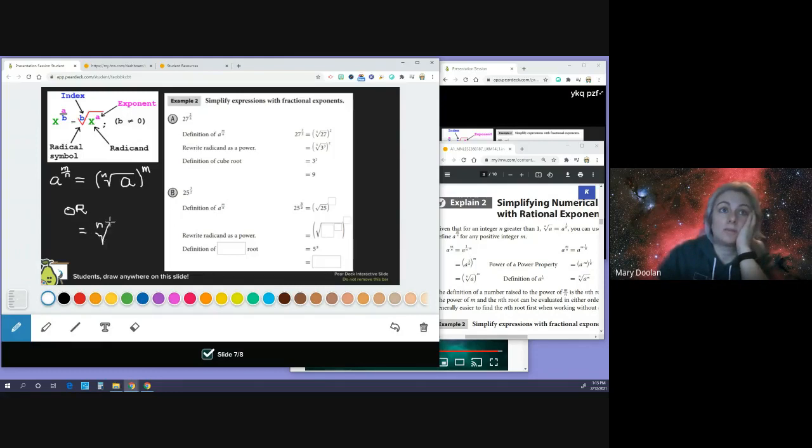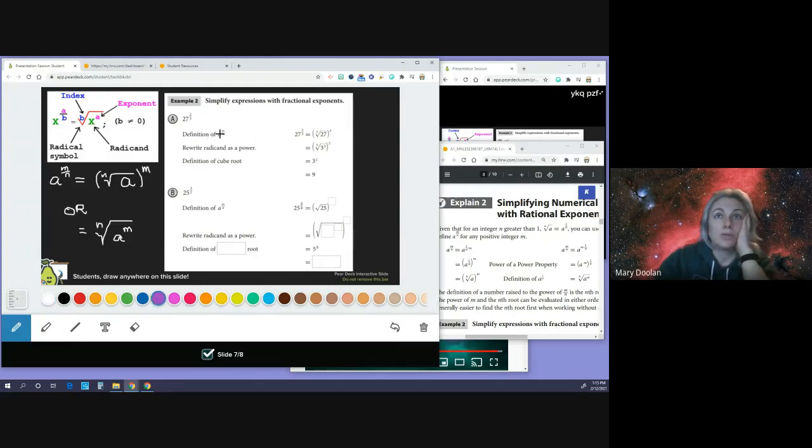And I like this little picture here. They're using different letters. Instead of a, m, and n, they're using x, a, and b, but it's labeling the different pieces. So you've got the radical symbol, the index, the exponent, the radicand. But for this work here, we're going to use the definition of a^(m/n).